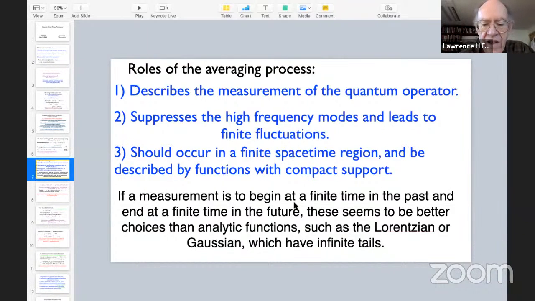If you have something with a switch where you turn on and turn off at a certain time, then that switch is not described by an analytic function like a Lorentzian or Gaussian, which have infinite tails extending into the past and the future. Although Lorentzians and Gaussians are useful models for many purposes, they're unrealistic in this sense. And of course, our spatial region should also be finite, have compact support as well.